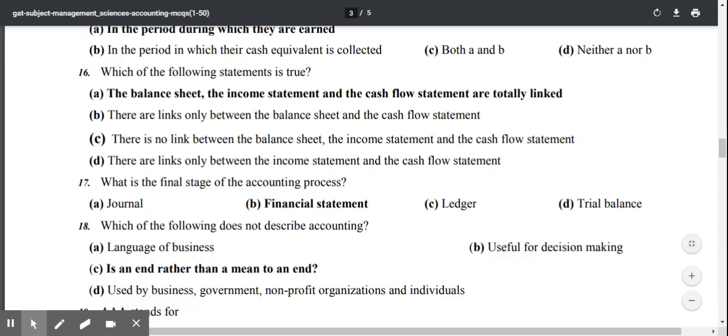MCQ number 17. What is the final stage of the accounting process? The final stage of the accounting process is option B, financial statement.